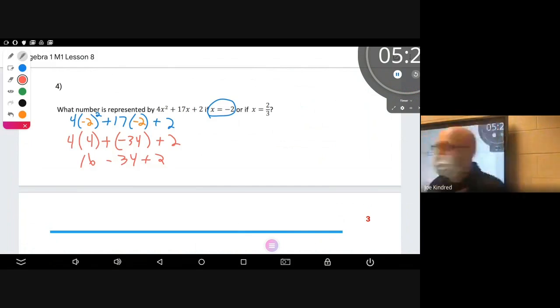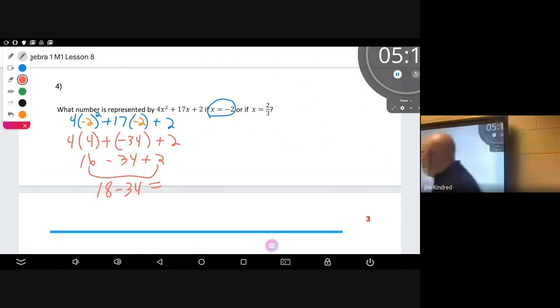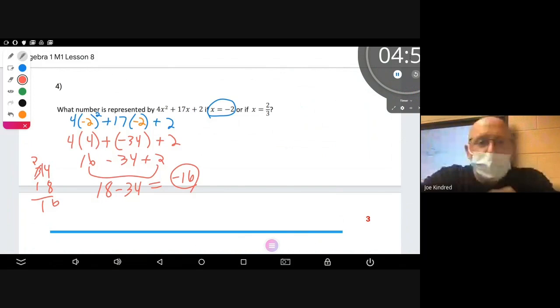We can also do a little mental math here, and I have 18 minus 34, which my answer is, since these numbers are different signs, we're actually going to subtract. 34 minus 18, if someone with the calculator has that answer right now. If not, you can just do a little math over here, and it should be negative 16. So negative 16 is what we get when we put in negative 2. Now, this one's fairly easy.